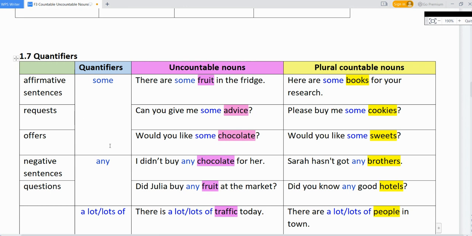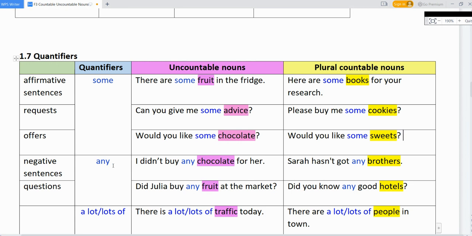Okay, if you want to offer something, okay, kita nak memberi tawaran. Okay, you can use some with both uncountable and plural countable nouns. For example, would you like some chocolate? Okay, chocolate is uncountable nouns. Okay, would you like some chocolate? Or would you like some sweets? Sweets ni boleh kira kan? Okay, would you like some sweets? Okay. Next, we look at the word any.